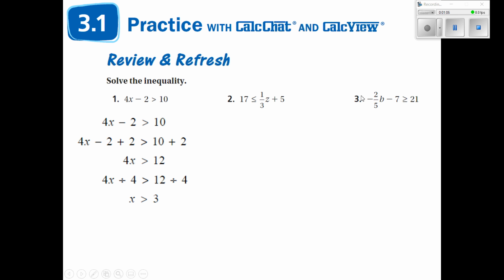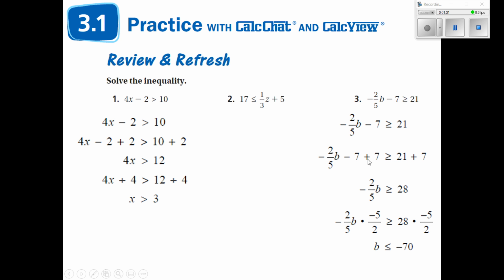I've got number 3 now that I'm going to try to work out with you. Number 3 says I've got negative 2 over 5b minus 7 is greater than or equal to 21. Once again, I want b by itself, so I have to get rid of this negative 7. I'll add 7 to both sides. As you can see here, I'm adding 7, and I'm adding 7 over here. 7 minus 7 makes 0, so the negative 2 over 5b comes down. Over here, 21 plus 7 equals 28.